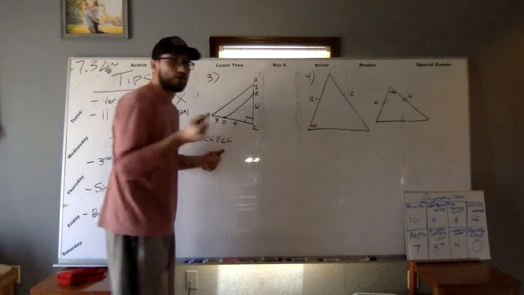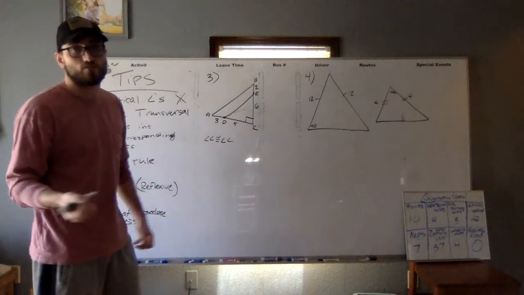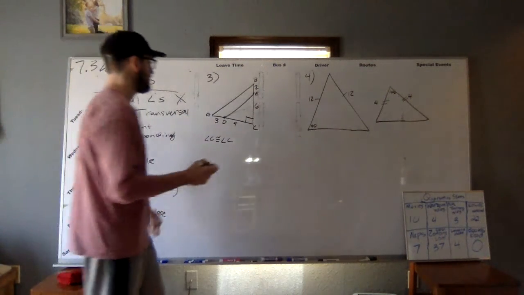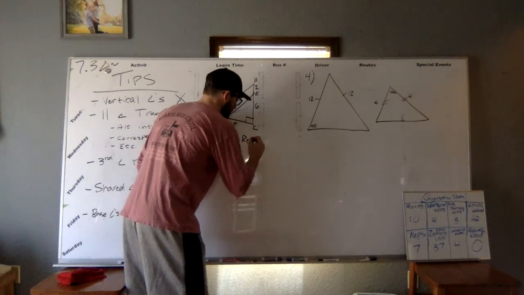Angle C is congruent to angle C. Reason being, the proper reason is reflexive, as we did with proofs. I don't mind if you write shared angle. Okay, I'm going to write reflexive.